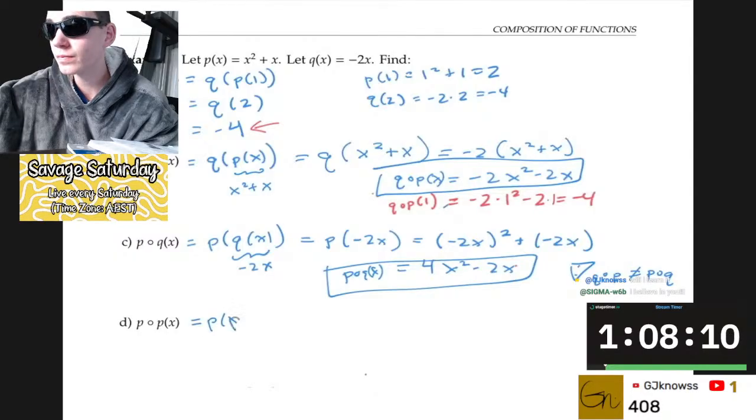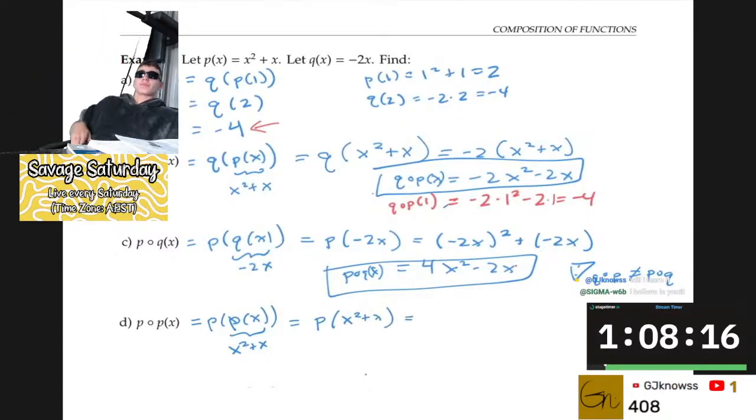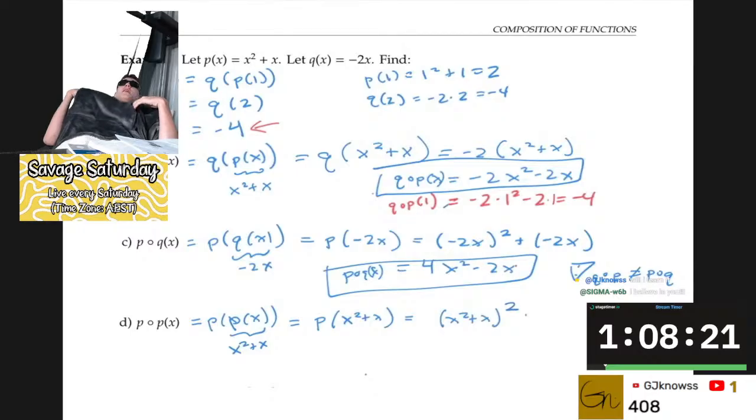Rewriting and working from the inside out, we can replace p of x with its expression x squared plus x, and then we need to evaluate p on x squared plus x. That means we plug in x squared plus x everywhere we see an x in this formula. So that's x squared plus x quantity squared plus x squared plus x. Once again, I can simplify by distributing out.